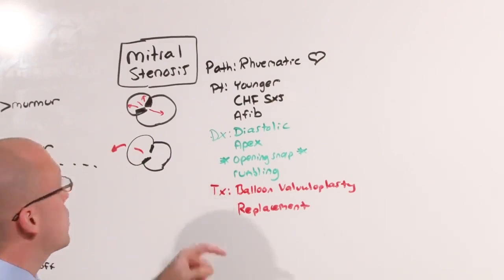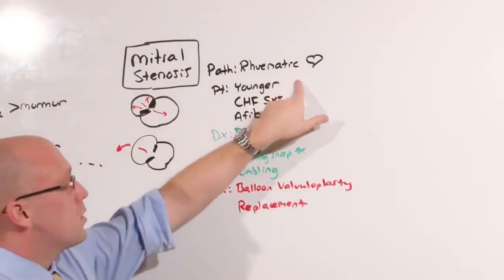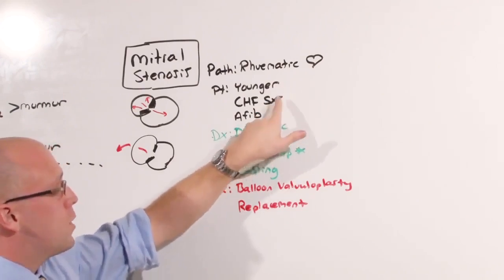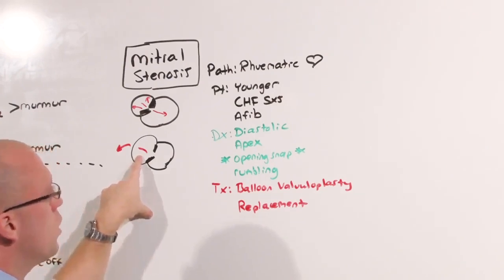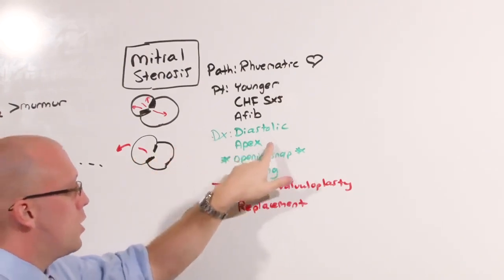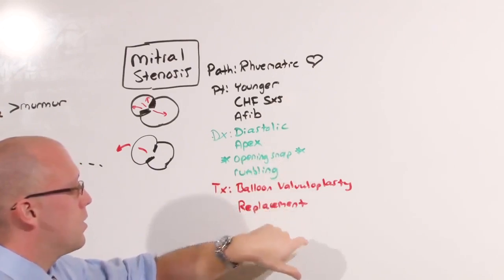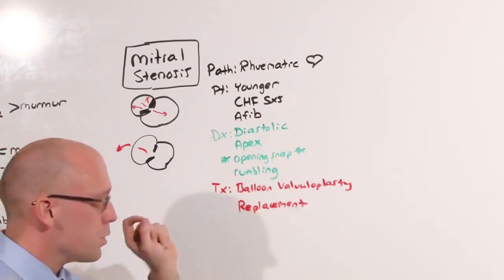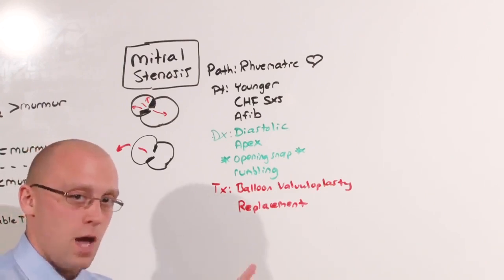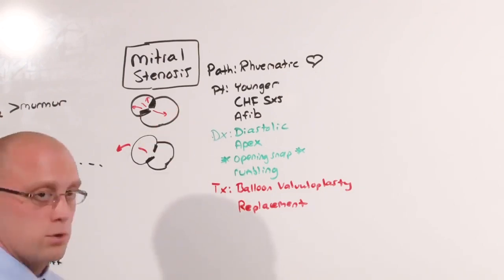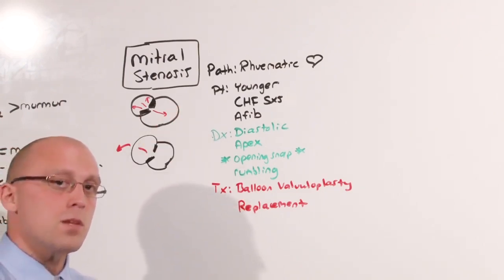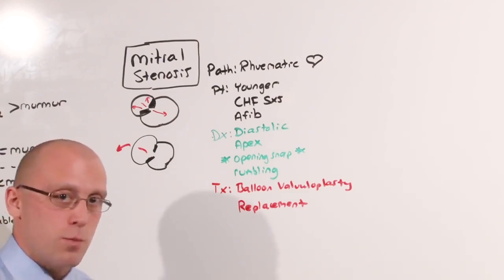So to review, mitral stenosis: rheumatic heart disease, young patients who develop AFib or CHF with a dilated left atrium on echo. You're going to hear it as a diastolic murmur at the apex over the mitral valve spot with an opening snap. The treatment is going to be balloon valvuloplasty, and balloon valvuloplasty only is correlated with mitral stenosis. This is a diastolic murmur.